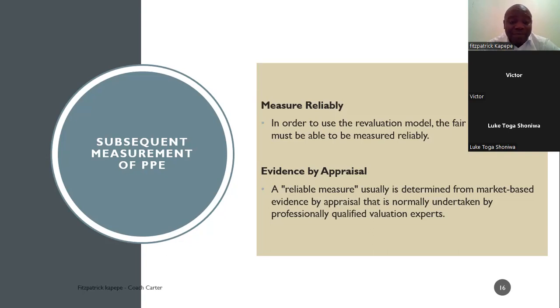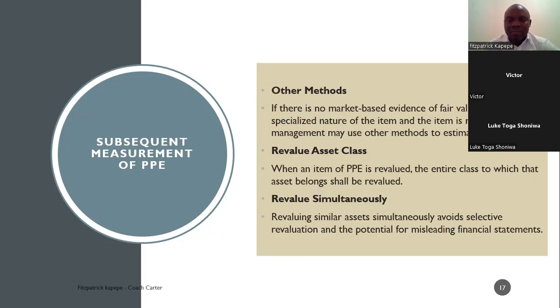Evidence by appraisal, sometimes even just using your eyes and appraising on a desk, or what we call ground truthing, where you go on the ground, you observe, you do your evidence check and all that. So a reliable measure usually is determined from market-based evidence by appraisal that is normally undertaken by professionally qualified valuation experts. Other methods.